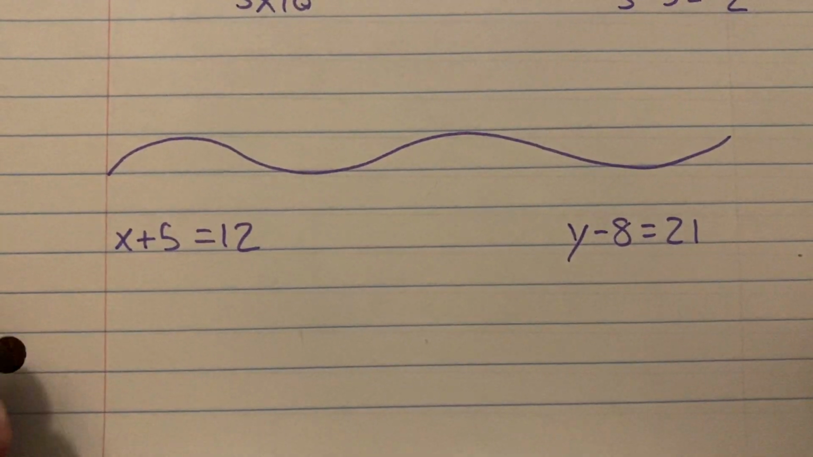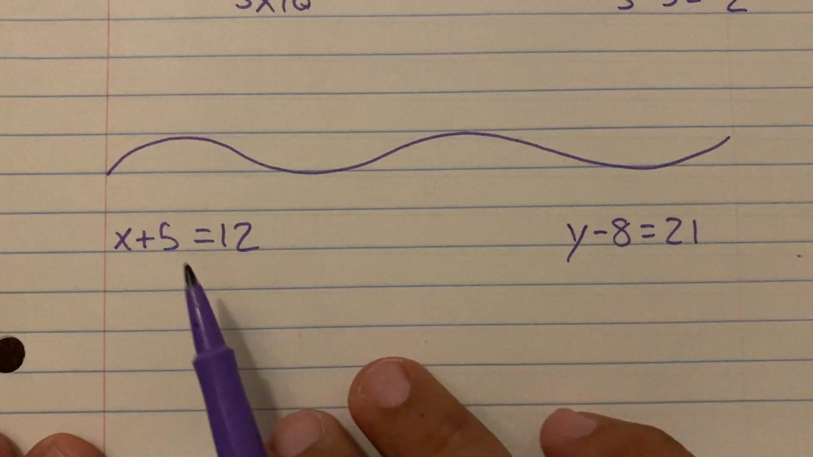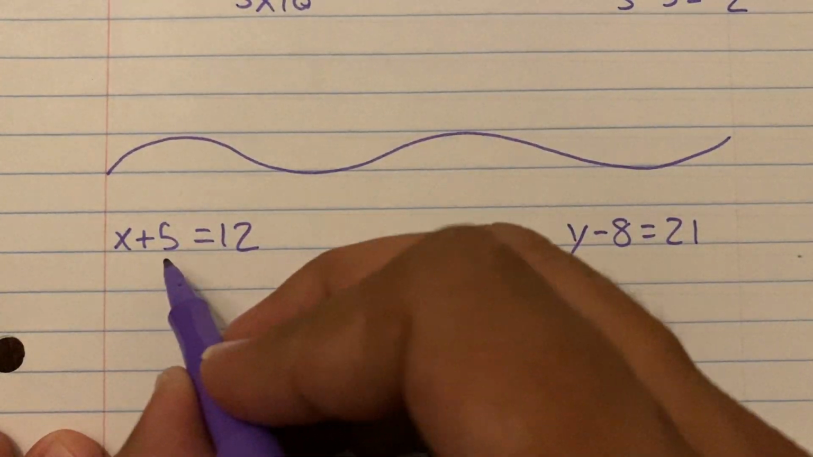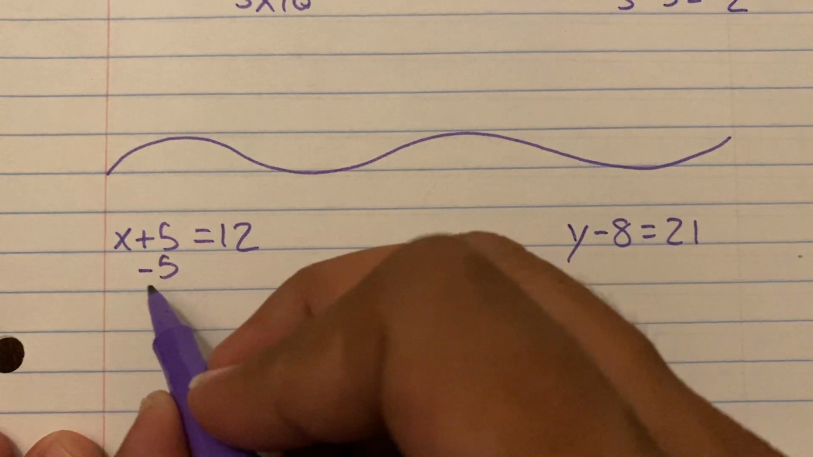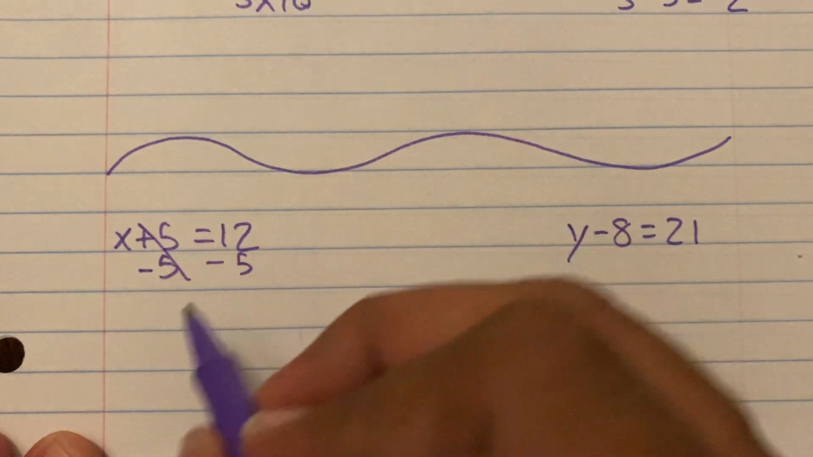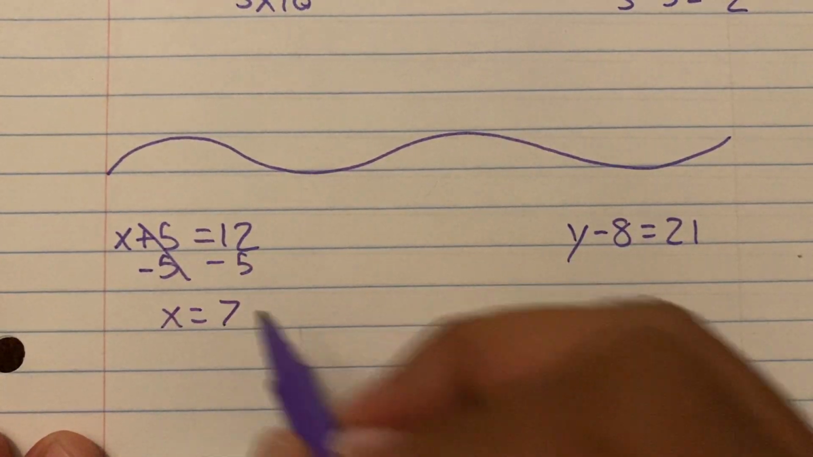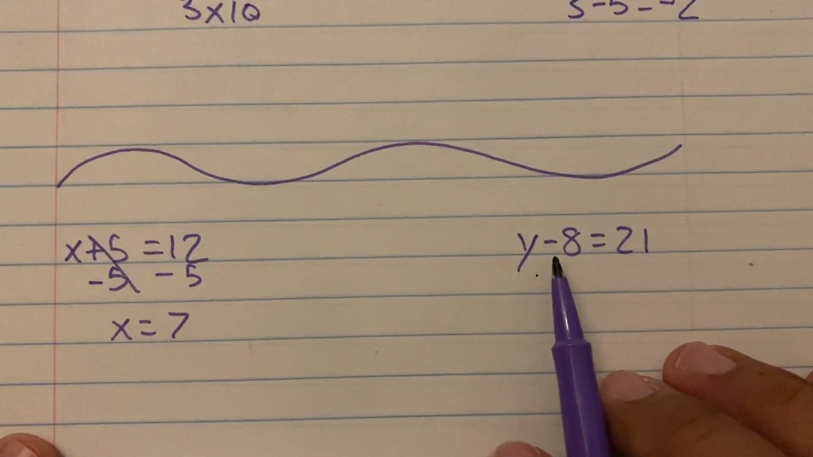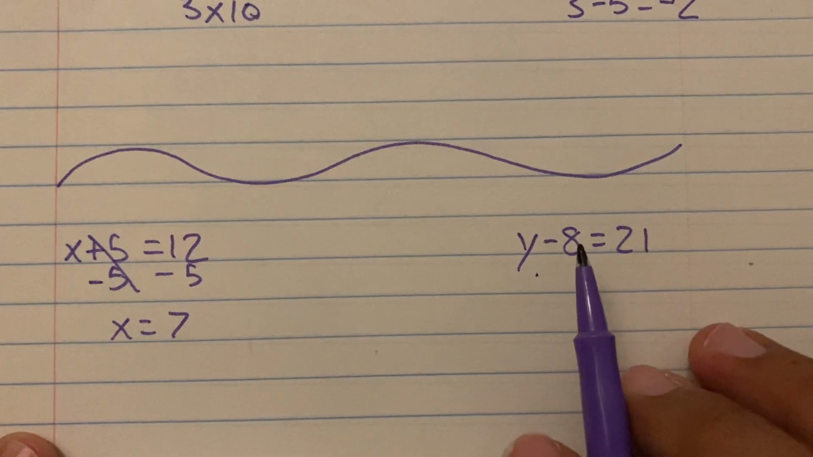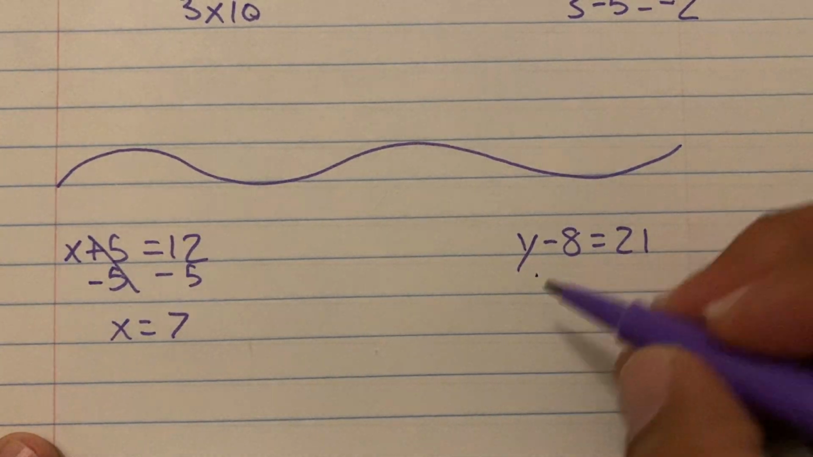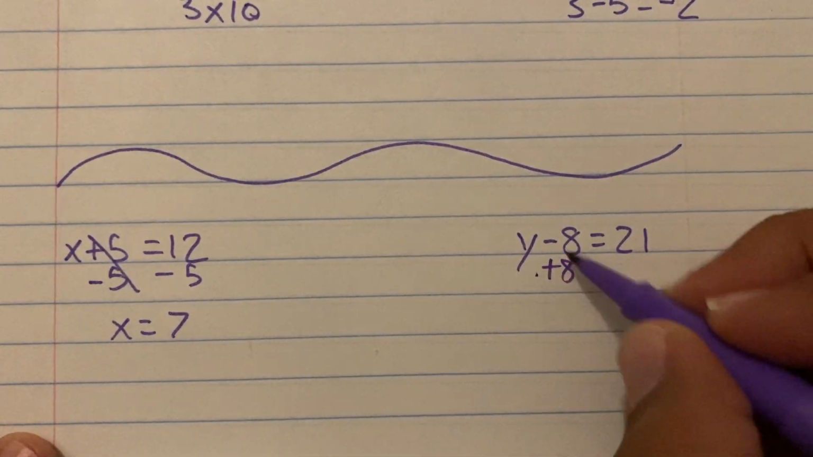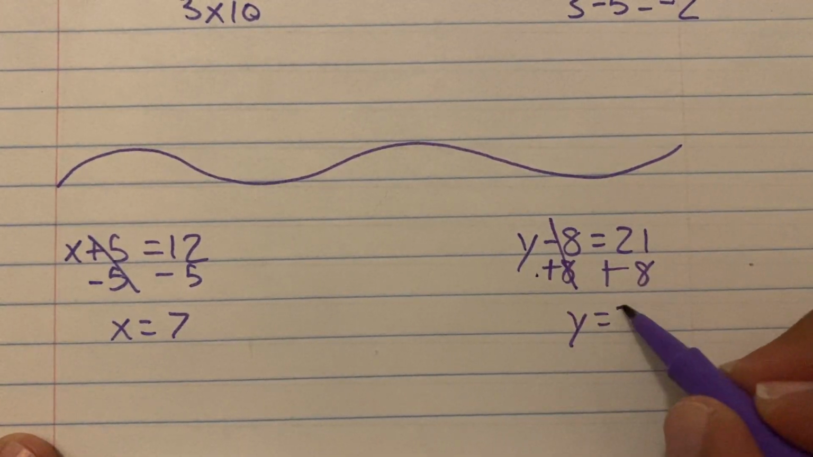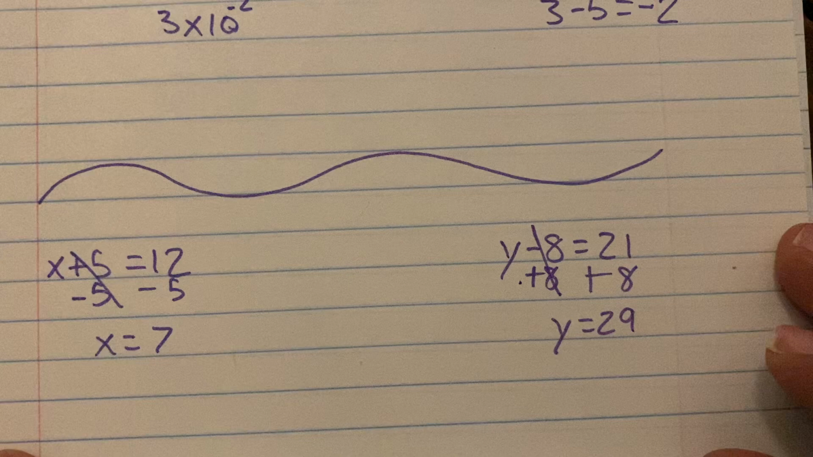All right. So now we're going to work on some one-step equations. Whatever's happening to the variable, you're going to do the opposite. So this is adding 5, so this is going to subtract 5. We're going to get rid of that. Subtract 5. X equals 7. Here, we're going to do the opposite again. What's the opposite of subtracting 8? We're doing the opposite of whatever's happening to the y. So it's adding 8, which cancels. Adding 8, y equals 29.